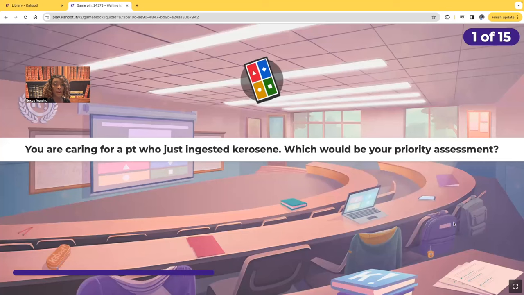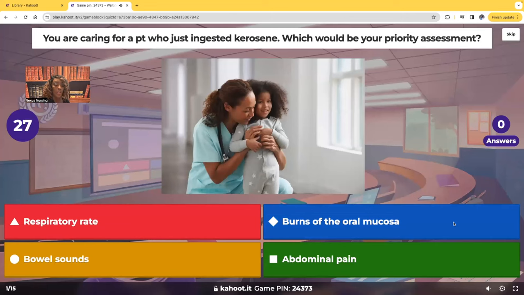Okay, you're caring for a patient who just ingested kerosene. Which would be your priority assessment? Would it be to check the respiratory rate? Would it be to check burns on the oral mucosa? Would it be to check the patient's bowel sounds? Or would it be to check for abdominal pain? Your patient just ingested kerosene. Which would be a priority assessment for this patient?